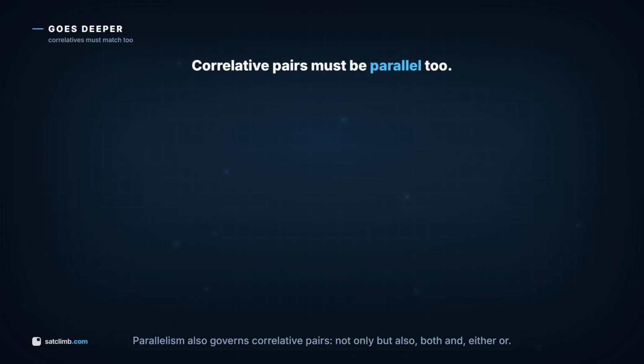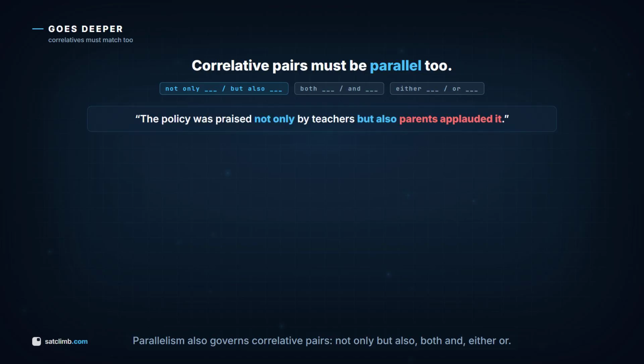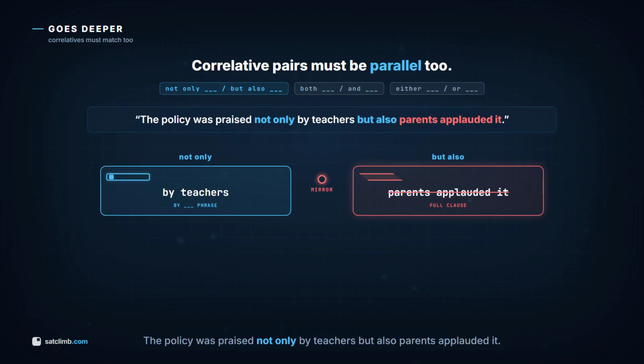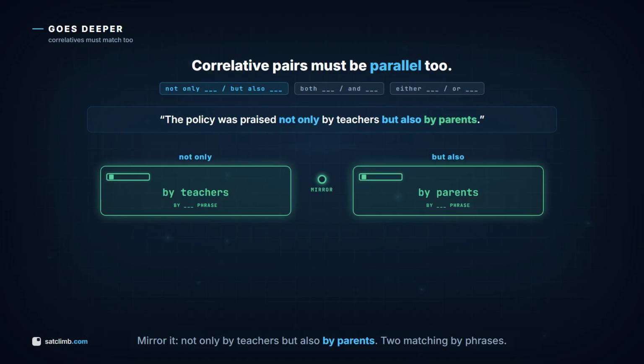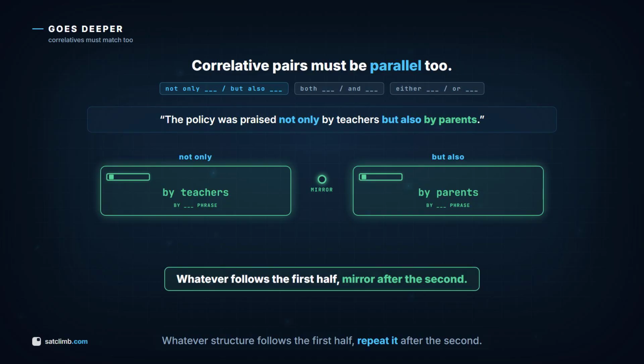Parallelism also controls correlative pairs, the two-part connectors. Not only, but also; both, and; either, or. Whatever structure follows the first half has to be mirrored after the second. Look at this: the policy was praised not only by teachers, but also parents applauded it. After not only, we get by teachers, a simple prepositional phrase. But after but also, we get a whole clause, parents applauded it. The two sides don't match. Mirror it instead: not only by teachers, but also by parents. Two matching by phrases, same shape on both halves.